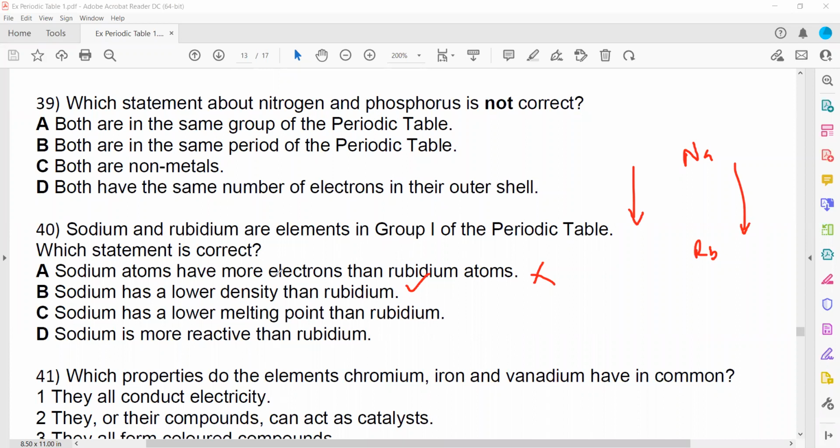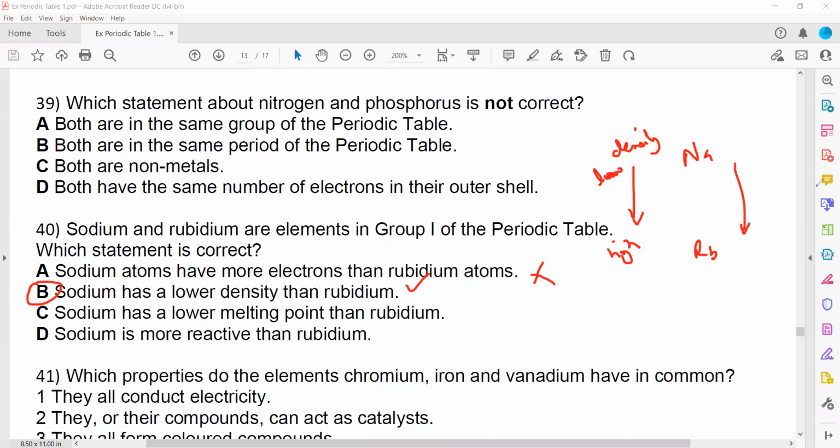So sodium atom having more electrons than rubidium, that is wrong, because it cannot have more electrons in an atom. It should have less. When we check B, sodium has a lower density. What happens to density for group 1 or all the groups? The density increases as we go down the group. So at the top of the group we have low density, and at the bottom of the group we will have high density. So sodium should have low density, that is true.